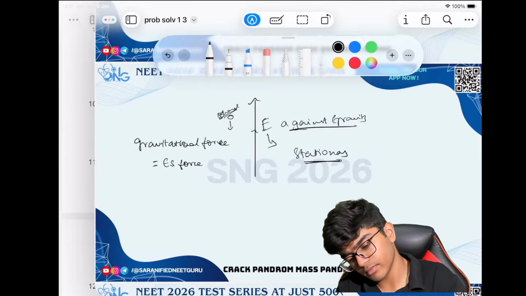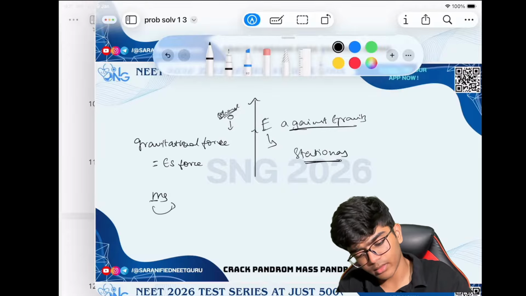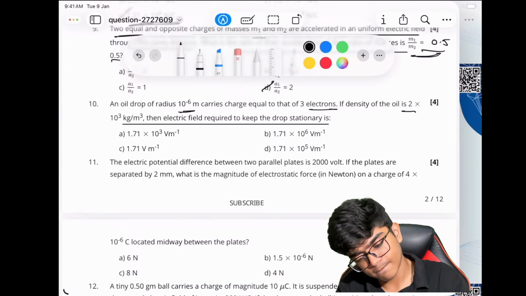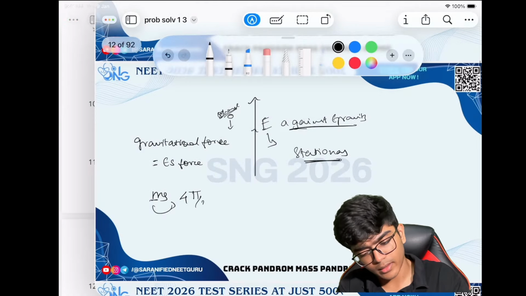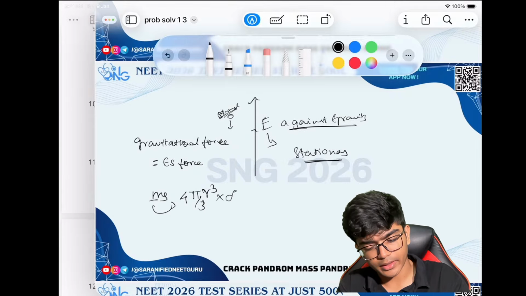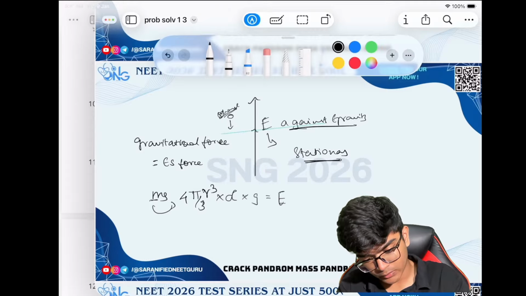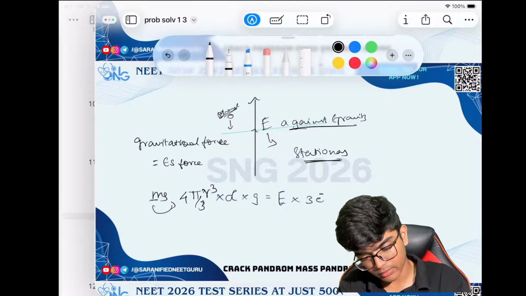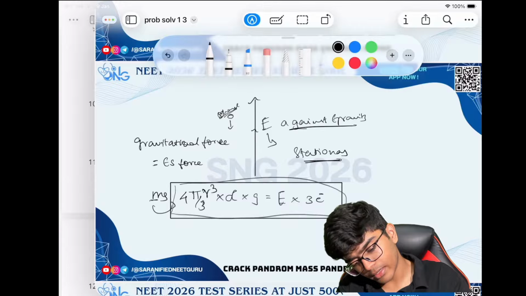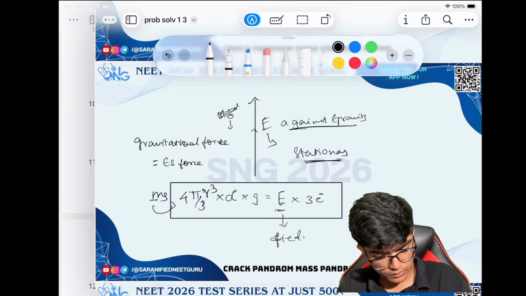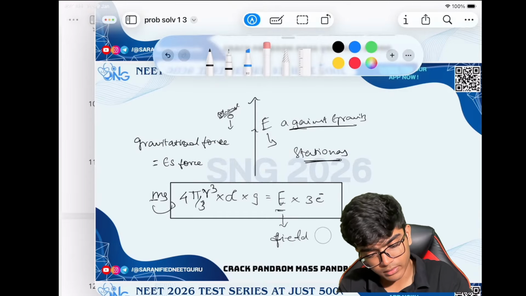Gravitational force nothing but mg. m is nothing but volume, 4/3 pi r cube into density, so density d into g. This is my force due to gravity, equals field into charge, 3 into charge of electron. இப்போ நான் இது ரெண்டுமே ஈக்குவேட் பண்ணால் I'll get a value of E, value of my field, that's what I'm supposed to find.